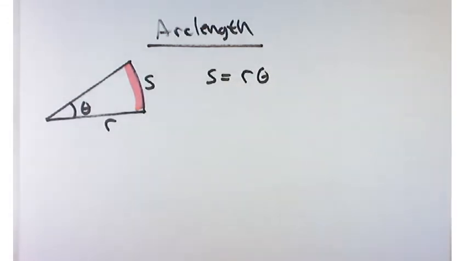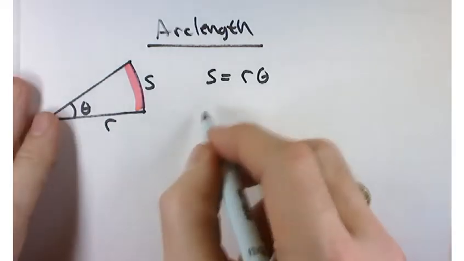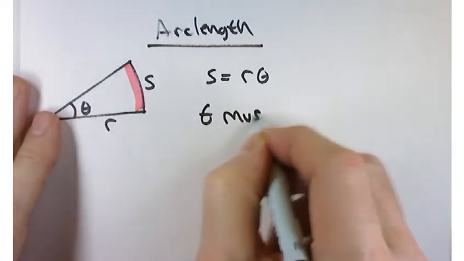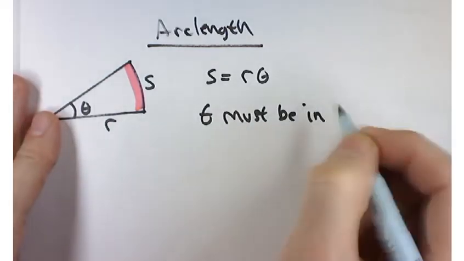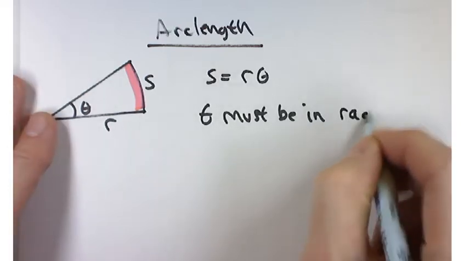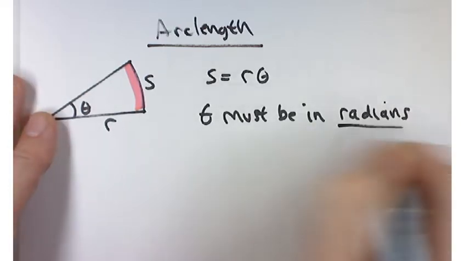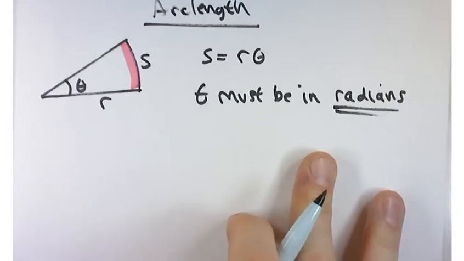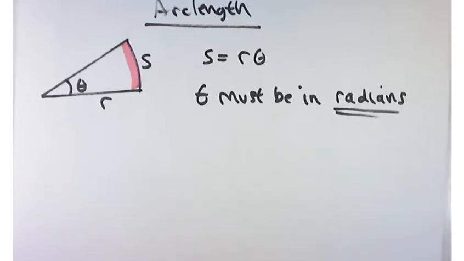But there's a catch, and the catch is the part that's going to get everyone. Theta must be in... anyone fill it in? Radians. Yeah, it has to be in units of radians. If you put it in degrees, it's not going to work. In fact, I'm hoping that you'll realize you made a mistake if you put it in degrees.